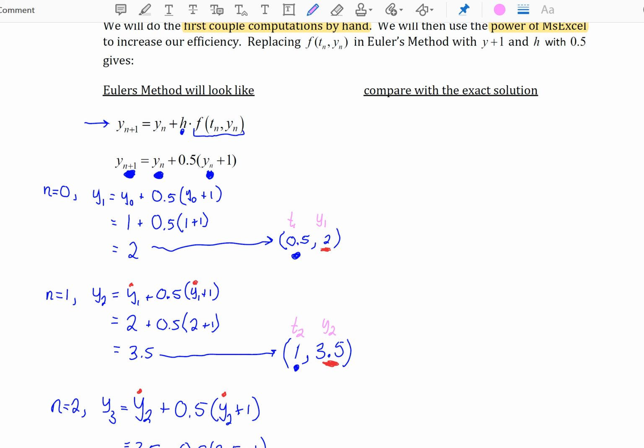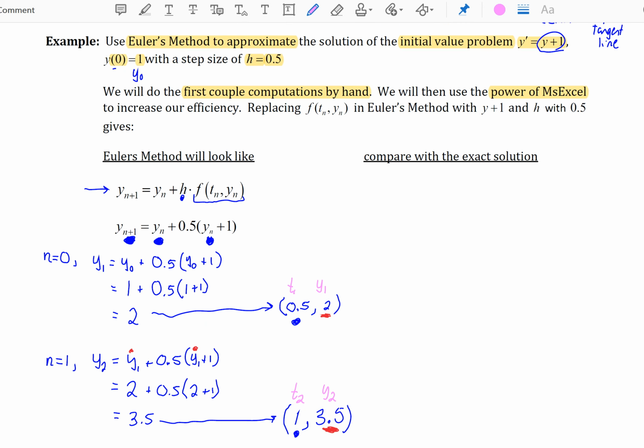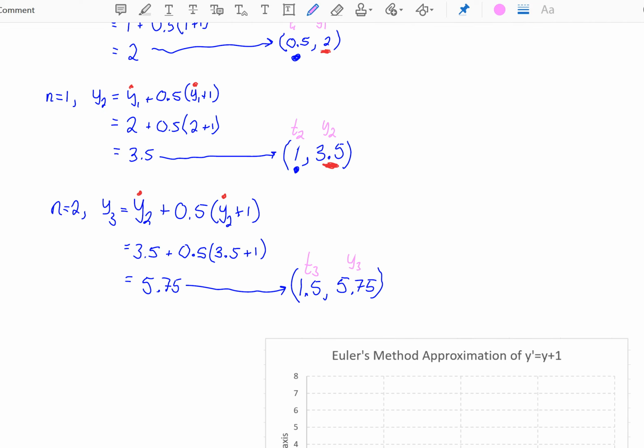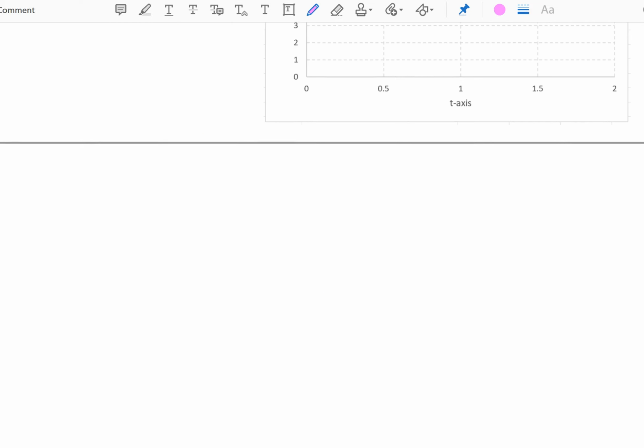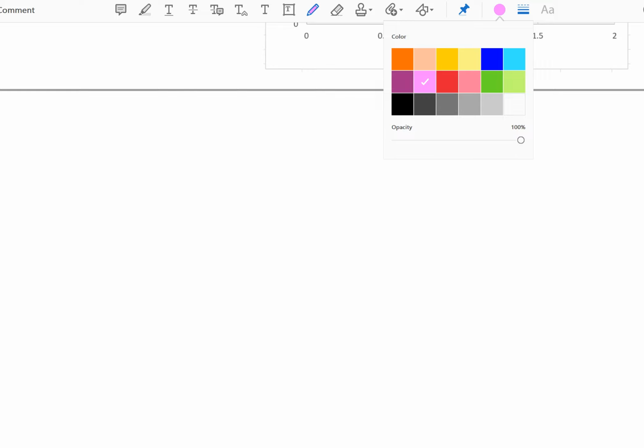Now, I would like to compare this with our exact solution to this differential equation. And so let's take a moment and find our exact solution. So here I want to solve the initial value problem. y prime is equal to y plus 1, y of 0 is equal to 1. I'm going to do that on the next page so I can save some writing room here. So if we go to the next page, let's find our exact solution.